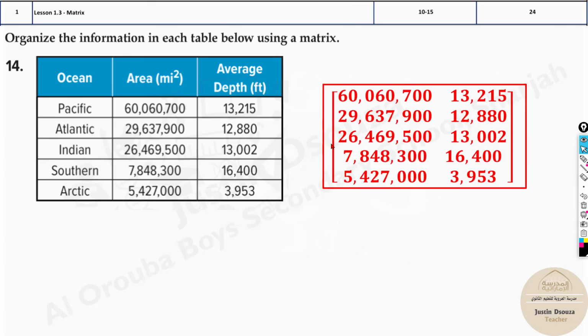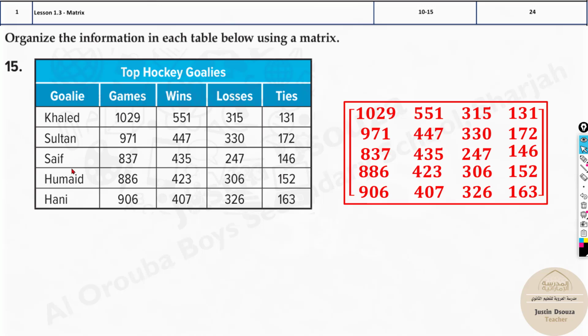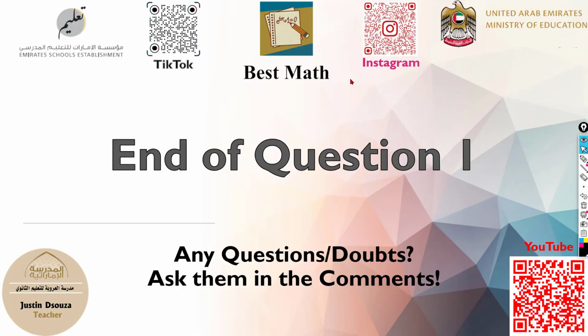Now here you can see 1, 2, 3, 4, 5 rows and 2 columns. And over here there are 5 rows and 4 columns. You don't need to write the titles, no need of writing names or anything. Only the values are written in the matrix. And that's the end of question 1. I hope this is clear. It's a very basic topic. There's nothing much to remember or anything. It's just basic stuff of matrices.